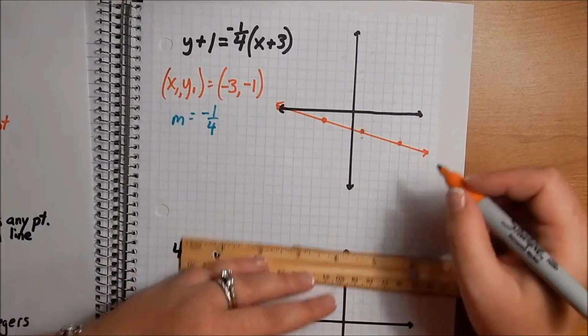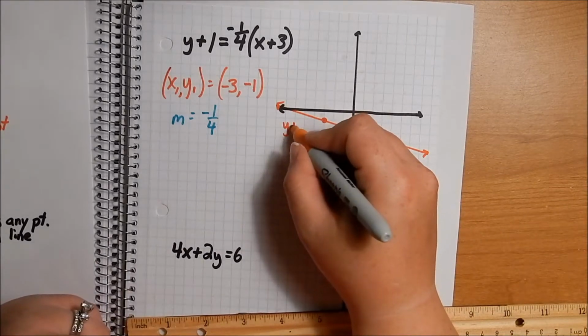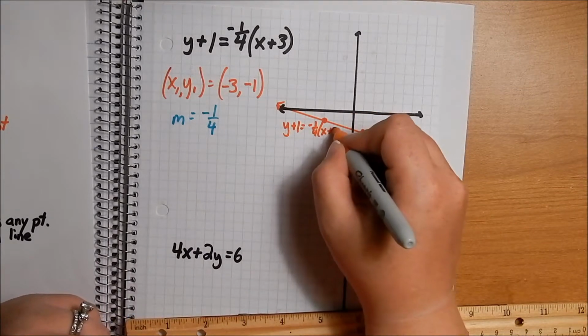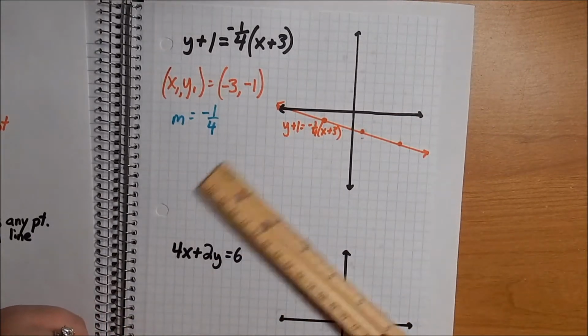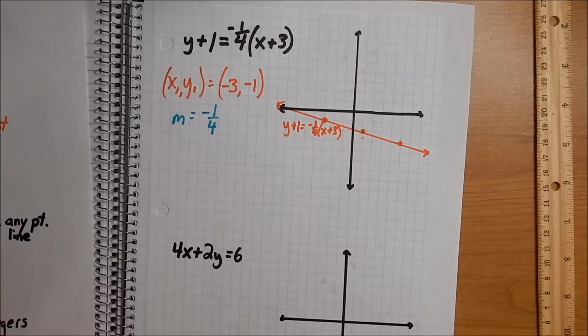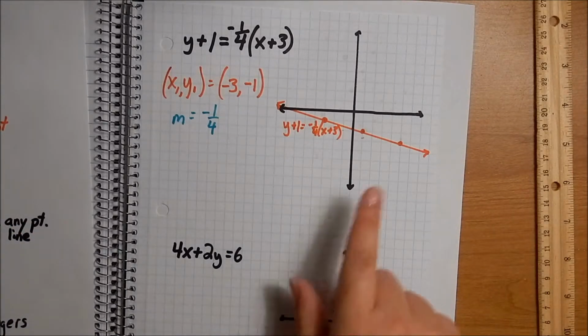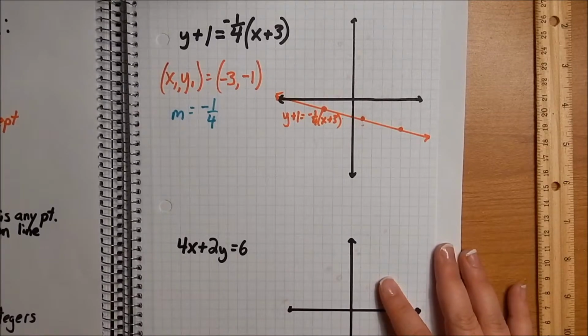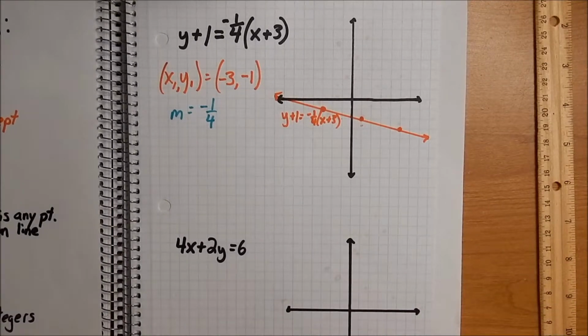Okay? And that is y plus 1 equals negative 1/4 times x plus 3. Okay? You can do the quick check. My slope is negative, so it's going down from left to right. That's a good sign. If it was going up from left to right, I immediately know that I'm wrong. Okay, so that's the gist of point slope.